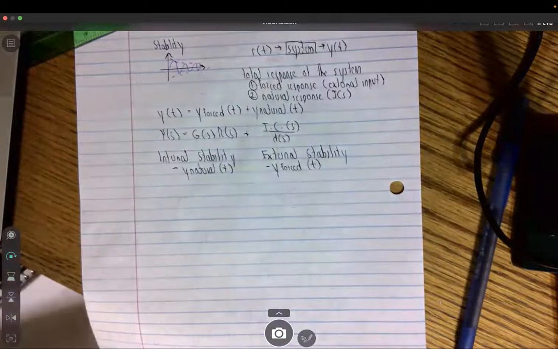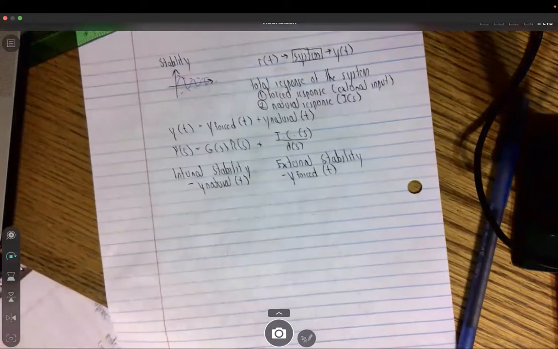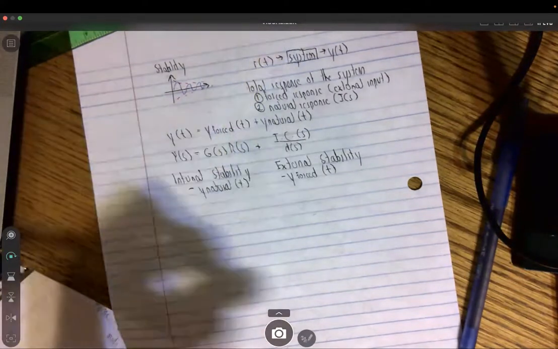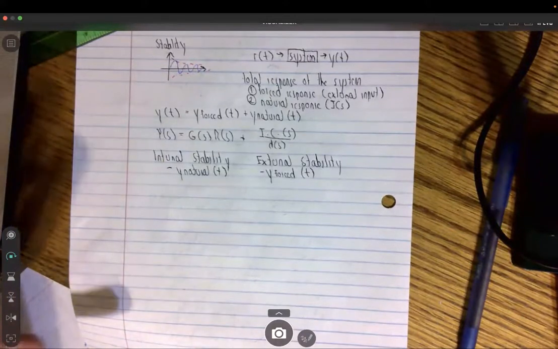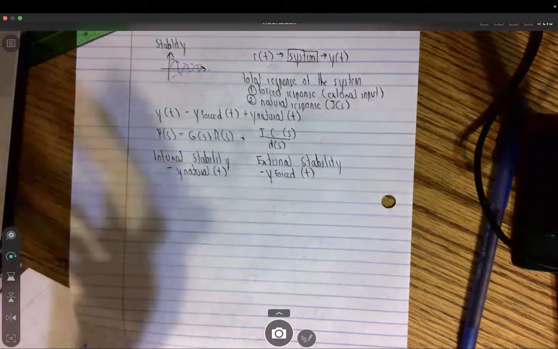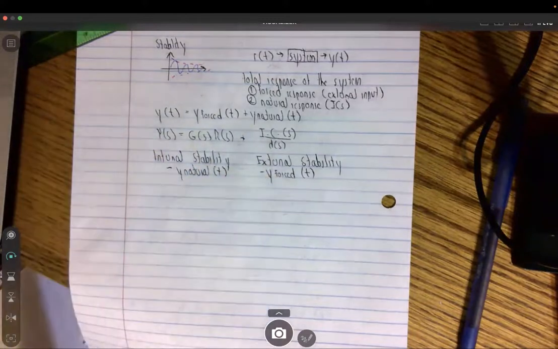And now that we need to see this, a lot of times we need the right amount of external force to stabilize the system. Because some systems aren't stable, and so you have to apply a force in order to stabilize them. So that's why we use external stability.